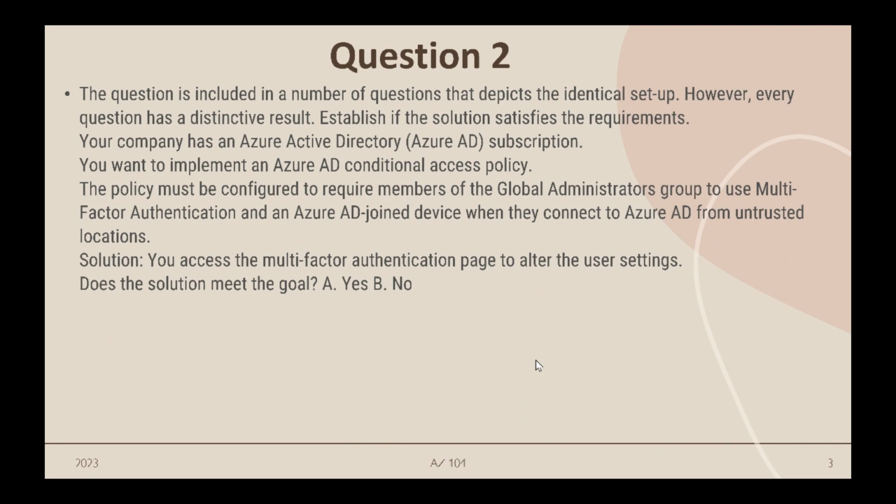Now let's see what the question is. Your company has an Azure Active Directory subscription. You want to implement an Azure AD conditional access policy. The policy must be configured to require members of the global administrators group to use multi-factor authentication and an Azure AD joined device when they connect to Azure AD from untrusted locations. So basically, a policy needs to be configured for members of the Global Administrators group, and they should use MFA and an Azure AD device when they connect to Azure AD from an untrusted location.